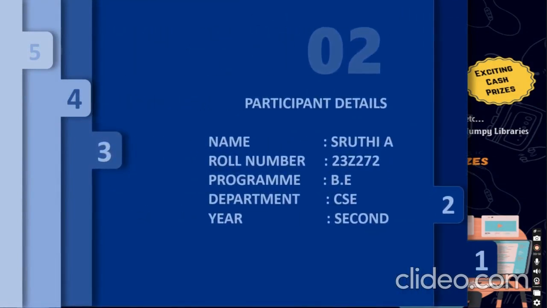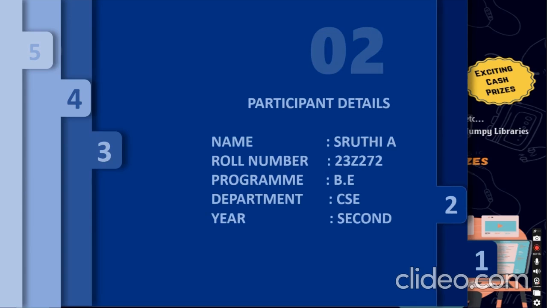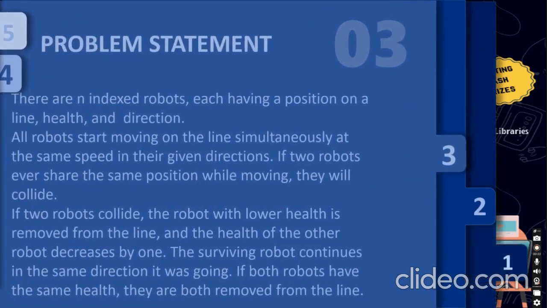To talk about myself, my name is SRUTHI, roll number 237, from CSC BE second year. The problem statement which I was given is as follows. There are n indexed robots, each having a position, health, and direction. Here n is the number of robots. Position, health, and direction are arrays. That is, position and health are integer arrays, and direction is a string array.